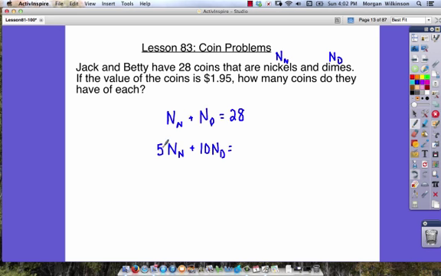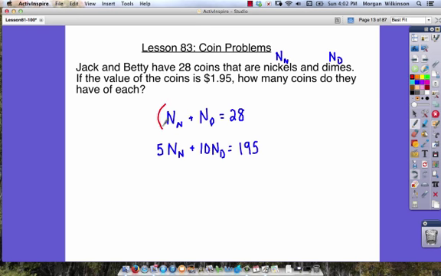Now, if this is a whole number and this is a whole number, and they're both in cents, then this also has to be in cents. So that would be equal to 195 cents. And now we can go ahead and solve. We've got lots of different options here. We can use substitution, we could use graphing to solve it, or we could use elimination. Let's use elimination to solve.